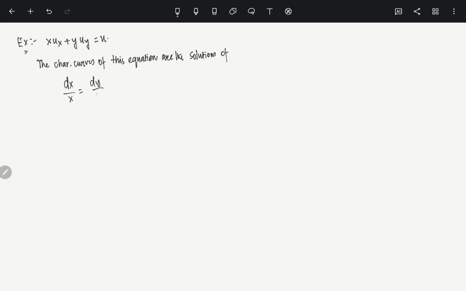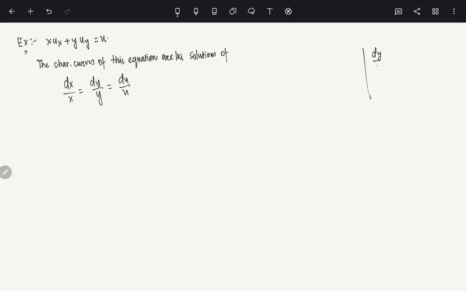B here it is y, and then du by c, C is u here. So those are the characteristic equations. Now if you solve this equation, basically what you are getting is this. You can write it like this. So how do you solve it? You can just do it in rough. You don't have to do everything here.